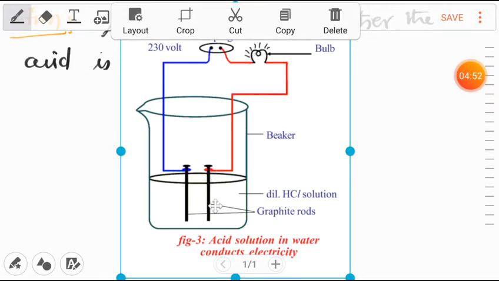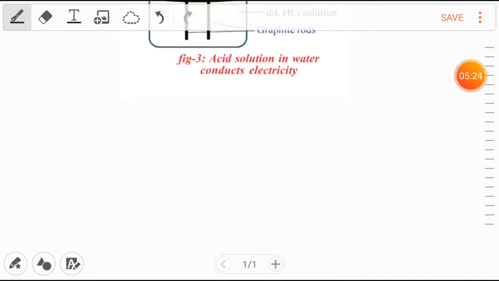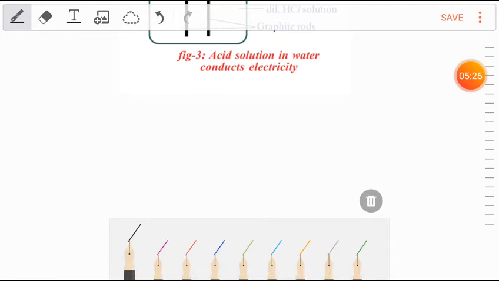And if you take acetic acid or citric acid, those are weak acids. Fewer H plus ions are released. Because of fewer H plus ions, the bulb glows very dully. If you take HCl, it glows very brightly. Based on this, HCl is a strong acid and acetic acid is a weak acid, and we can know this experimentally. This is the experiment.